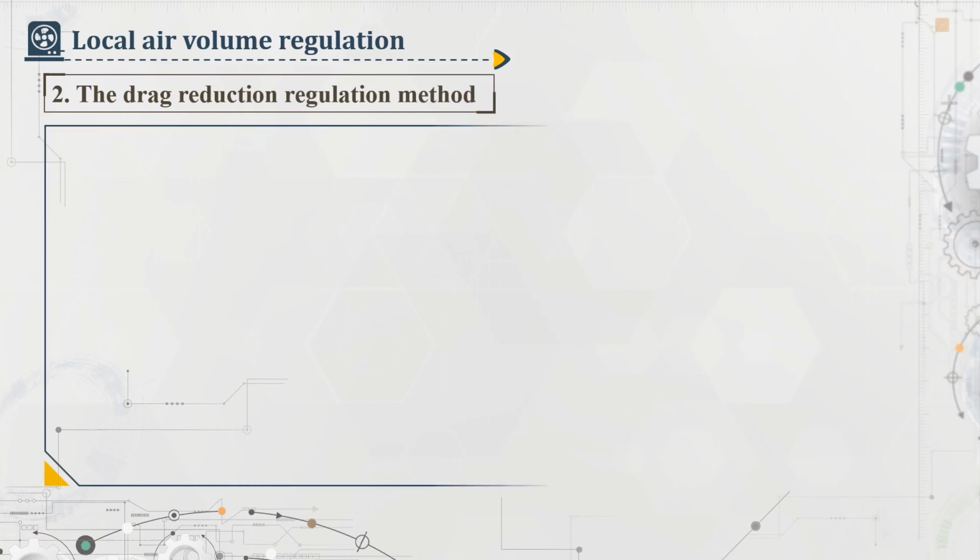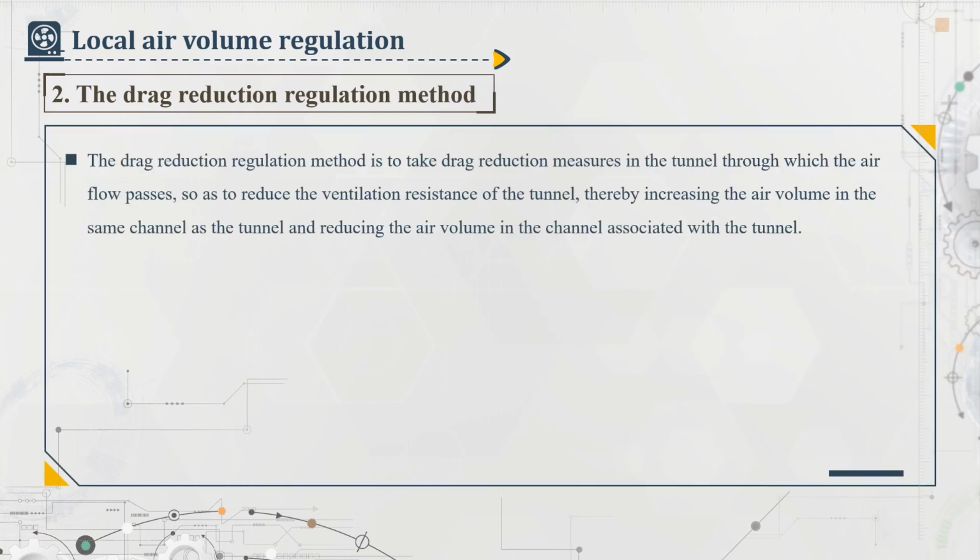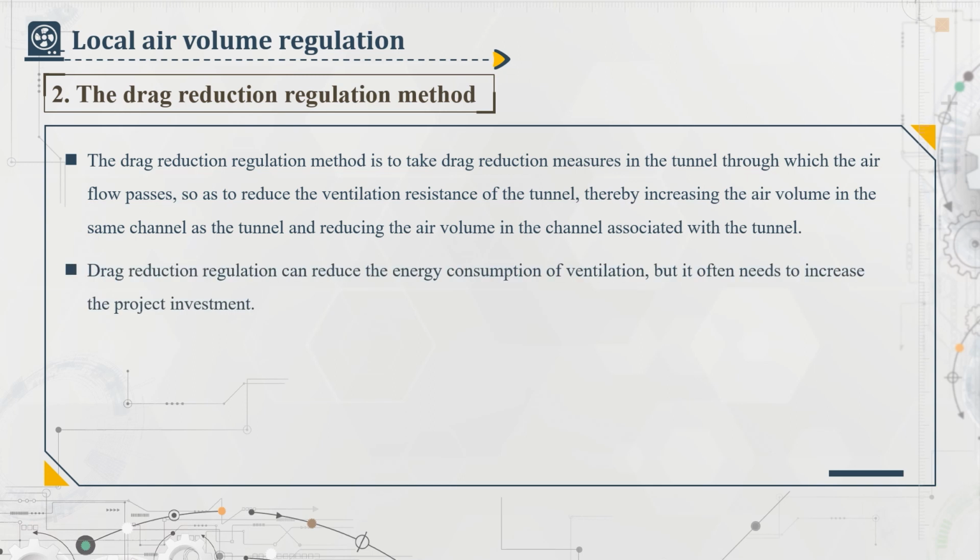The drag reduction regulation method is to take drag reduction measures in the tunnel through which the airflow passes, so as to reduce the ventilation resistance of the tunnel, thereby increasing the air volume in the same channel as the tunnel and reducing the air volume in the channel associated with the tunnel. Drag reduction regulation can reduce the energy consumption of ventilation, but it often needs to increase the project investment.